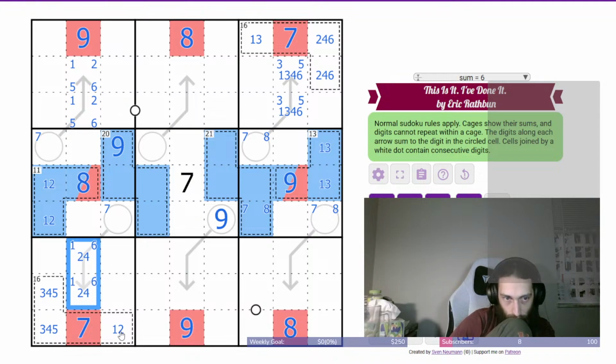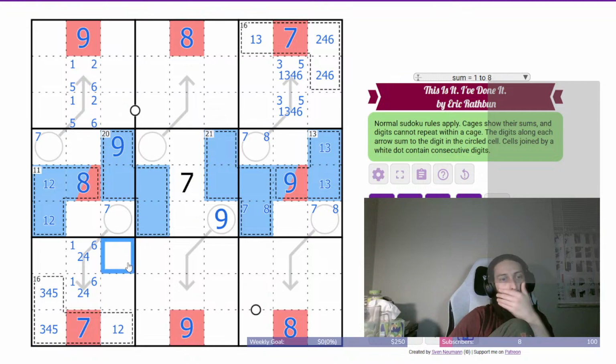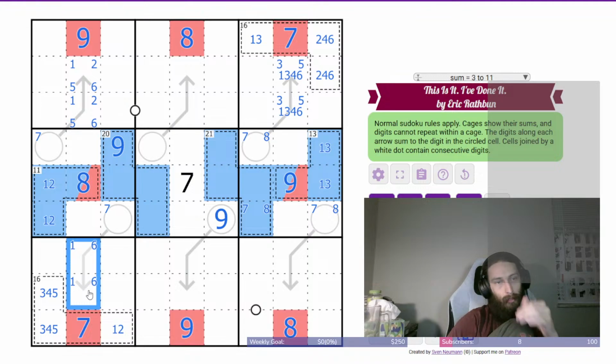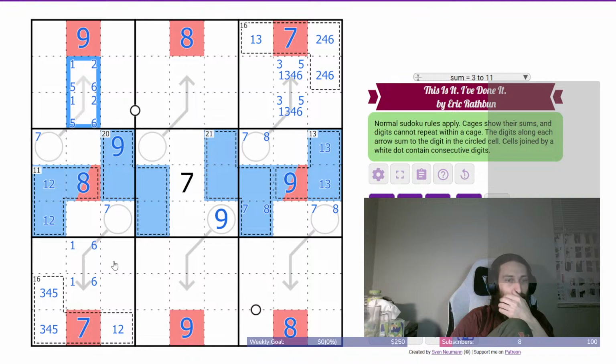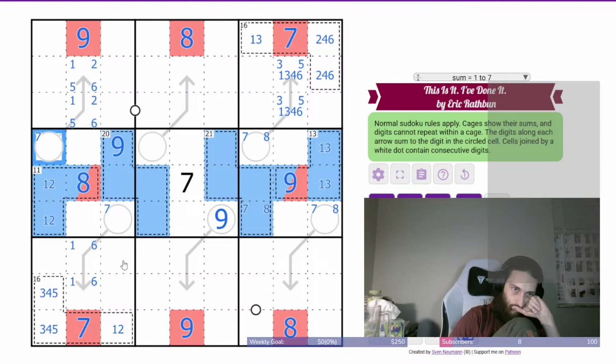Well, it can't be 2, 4. Oh, yeah, it is. 1, 3, 5 is 9. So that's a possibility. And you can do 2, 4 up here as well if this 6 ends up there. Right.